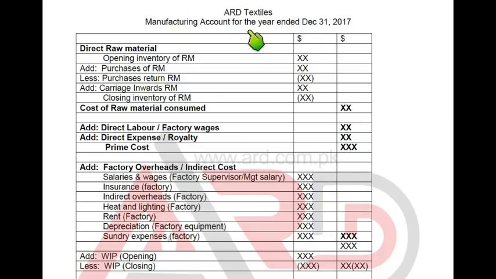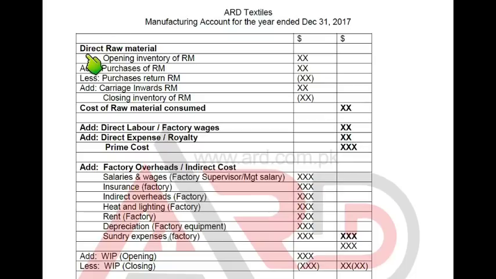Now let's discuss what a manufacturing account represents. A manufacturing account means we are calculating the cost of manufacture of products. Whatever cost is being incurred in a factory is referred to in a manufacturing account. Now it will always be made in two columns. These terminologies are very important as far as the CAIE syllabus is concerned.